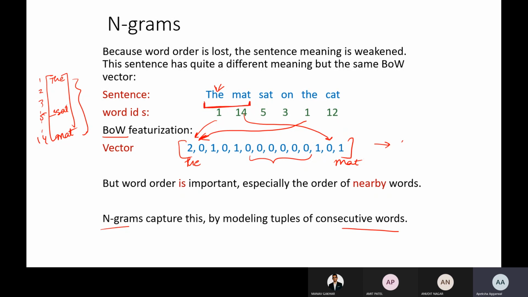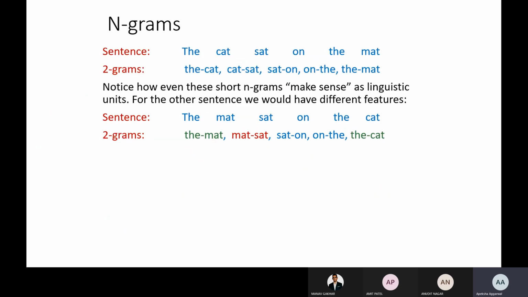The mat. Okay, we'll see how. So this is bigram. In bigram, this is a sentence: the cat sat on the mat. The first bigram is "the cat." The second bigram is "cat sat." The third bigram is "sat on," right, over here, and so on. So bigram is nothing, it's just a consecutive set of words.